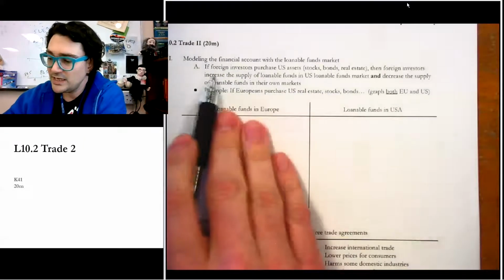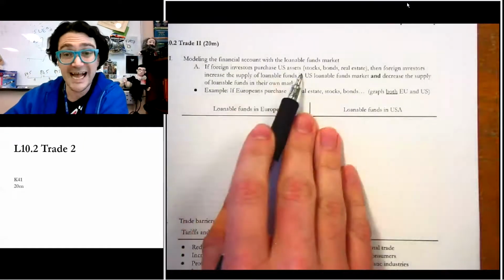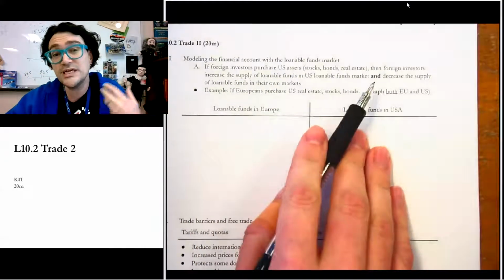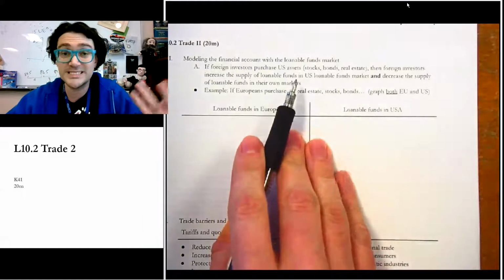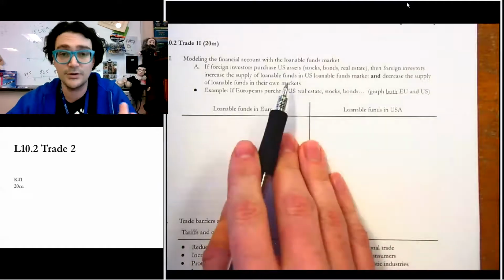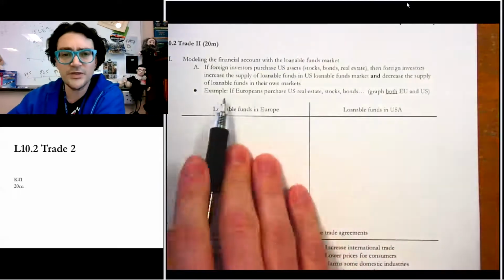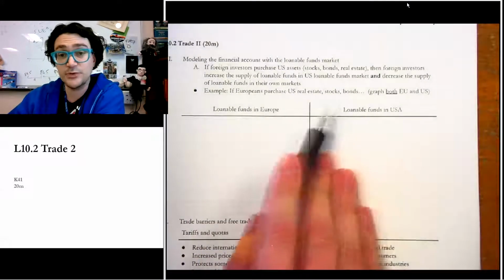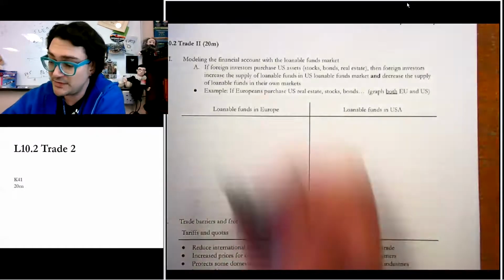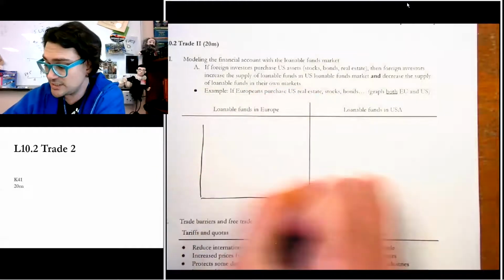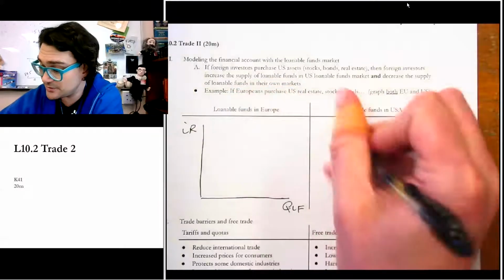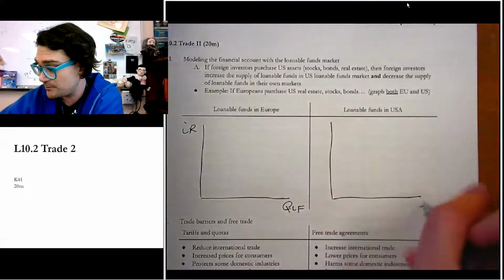So this starts with if foreign investors purchase US assets like stocks, bonds, or real estate, then those foreign investors are increasing the supply of loanable funds in the United States market, and they're decreasing the supply of loanable funds in their own market. So let's start with if the Europeans purchase US real estate, stocks, and bonds, and so forth. We're going to graph Europe and we're going to graph the United States. And we'll start with these as QLF, right? So this is a good reminder of how to draw the loanable funds market.